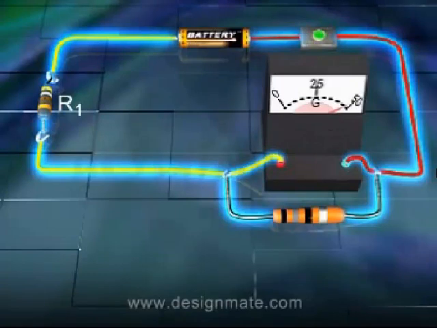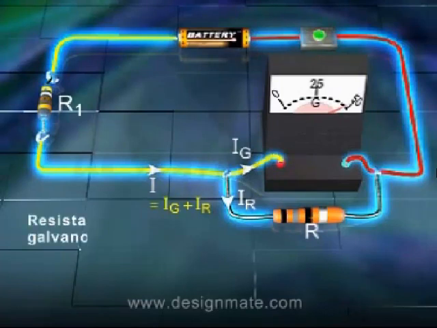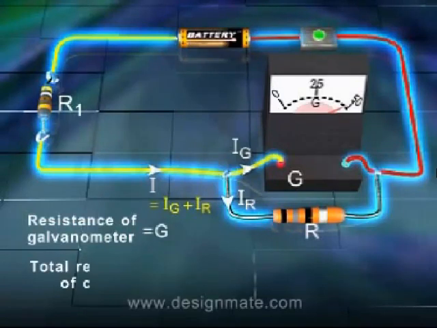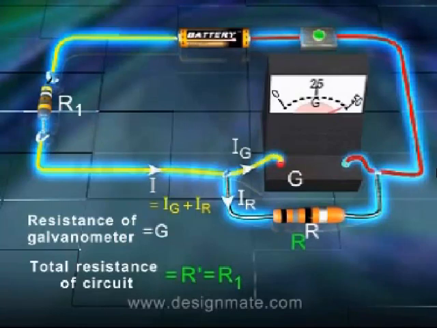Suppose that we want to measure the potential difference between the ends of a resistance R carrying some current I in a circuit, when a galvanometer of resistance G is connected across R. The total resistance of the circuit becomes R' = R1 + RG/(R + G).